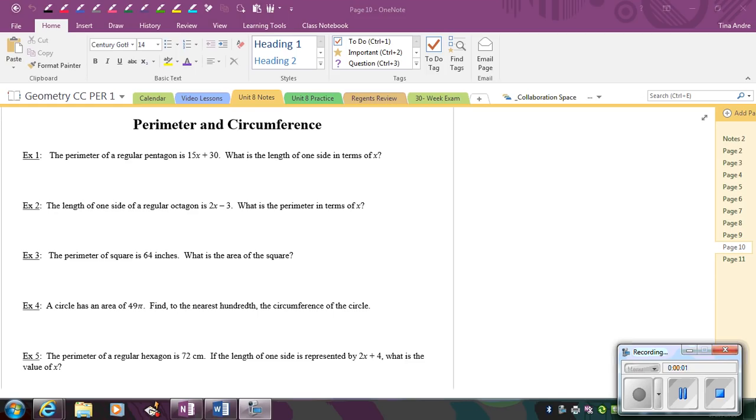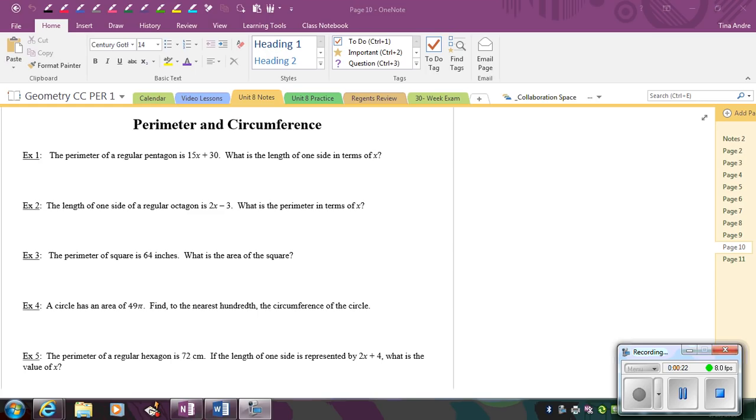In this lesson, we're going to focus on perimeter and circumference of polygons and of circles. So the first thing here is, remember, perimeter is when we're talking about polygons, so you're adding up all the sides. And circumference is like the perimeter of a circle, so it's the outside part of the circle.